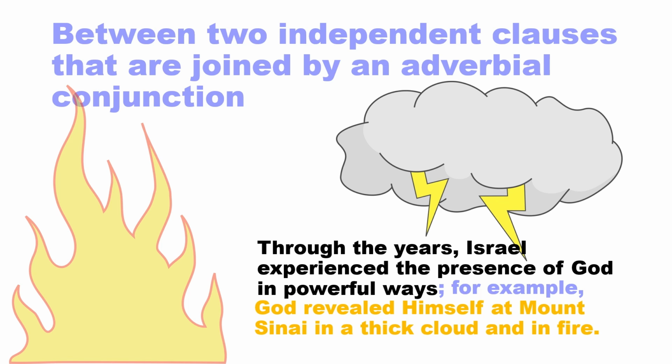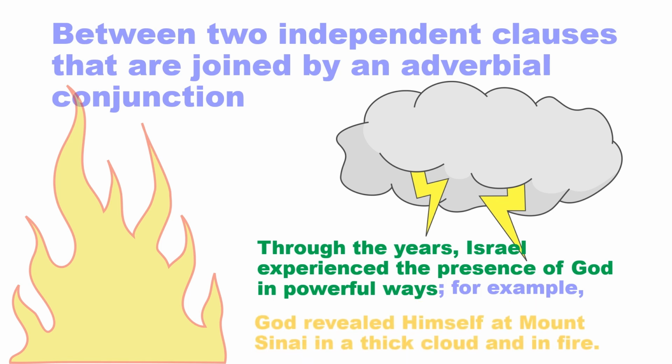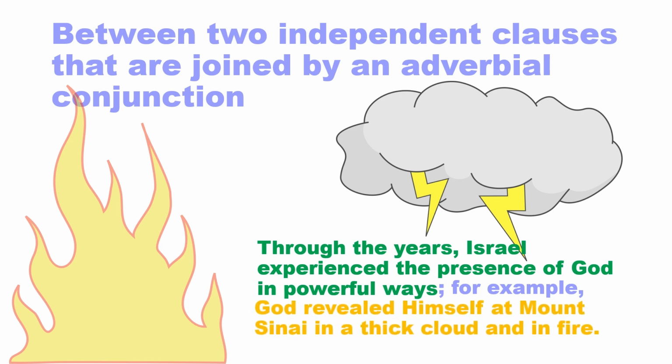So look at this sentence again. Through the years, Israel experienced the presence of God in powerful ways. Then, God revealed himself at Mount Sinai in a thick cloud and in fire. It could be two separate sentences, but this writer wants this to be one full sentence with that semicolon, conjunctive adverb, and comma.